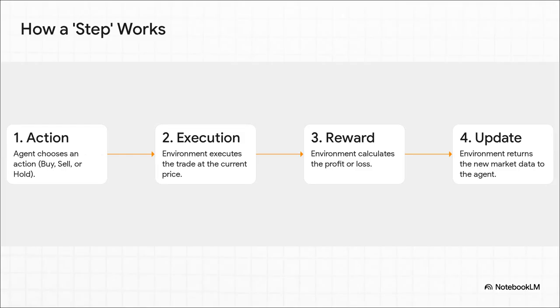So how do the AI and this virtual world actually talk to each other? Well, it all happens in these little moments called steps. First, the agent chooses an action: buy, sell, or hold. The environment then executes that trade at whatever the current price is. Then it immediately calculates the profit or loss, that's the reward, and feeds the new market data right back to the agent. This little loop, it's the fundamental heartbeat of the entire system.